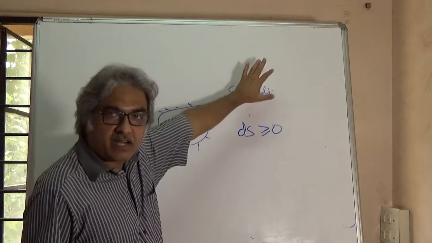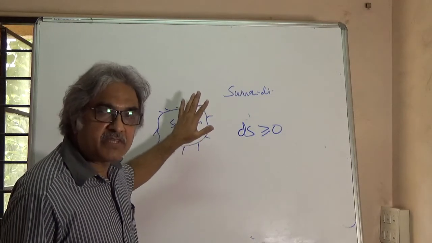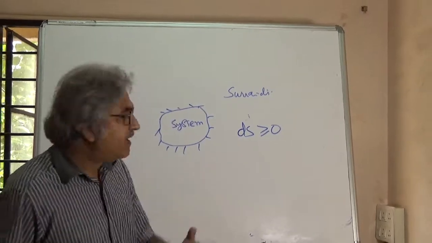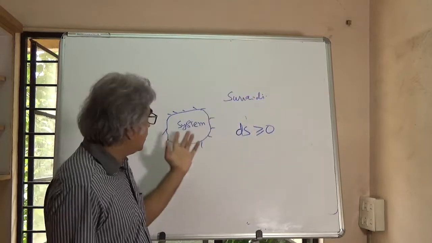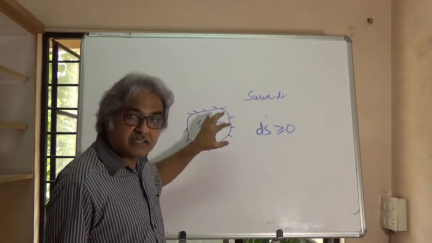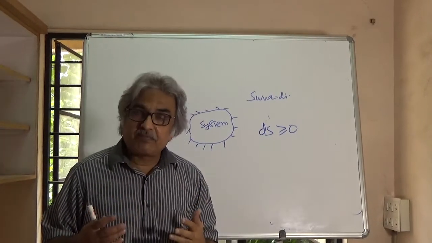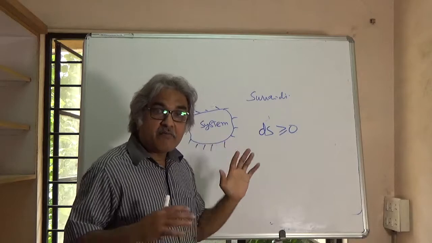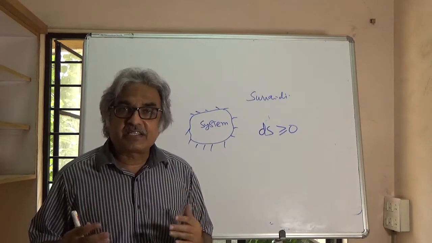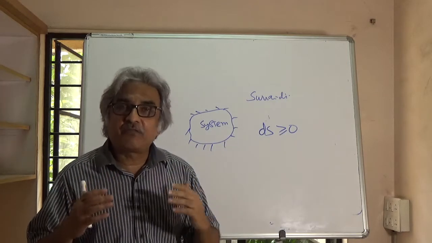This is system, this is surrounding. In the system, if the process takes place which is irreversible, the entropy of the system will increase. Entropy of the surrounding is unaffected because this is isolated, right? So what it means is that there is increase in entropy of the system because the system has undergone an irreversible process. Surrounding is unaffected, but system plus surrounding is universe. So what has happened to the entropy of the universe? Entropy of the universe has gone up, right? There is increase in entropy of the universe.